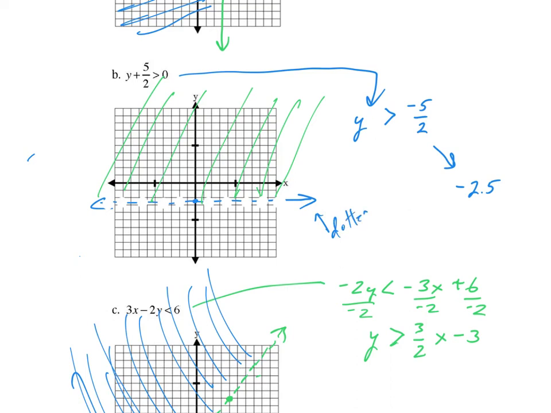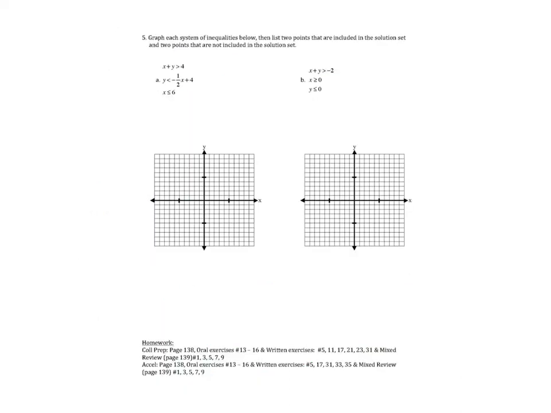Dotted line. Okay, next page. All right.